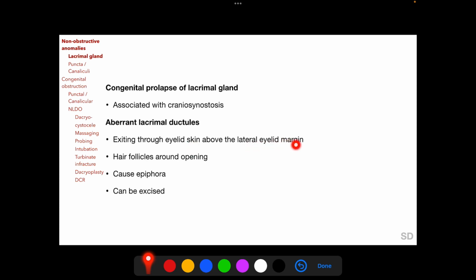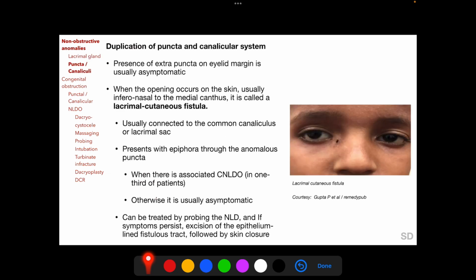the lateral eyelid margin. Around the openings of these aberrant lacrimal ductules, there can be hair follicles, and these aberrant lacrimal ductules cause epiphora. In duplication of puncta and canalicular system, if the extra puncta is on the eyelid margin, it is usually asymptomatic. But when the extra puncta opens on the skin, usually inferonasal to the medial canthus, it is called a lacrimal-cutaneous fistula, as seen in this photograph.